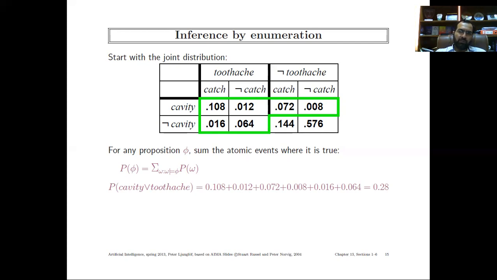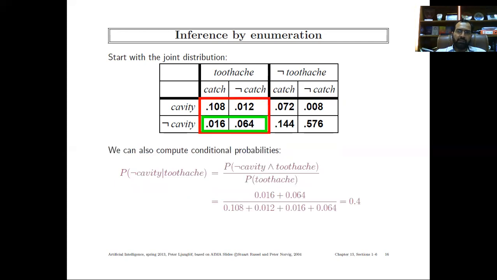So P of cavity or toothache, you can see you have to add 6 values. If you only want to calculate the probability of toothache, you can add these values together. That will give you 0.2. Probability of cavity or toothache, you can have these values. And let's suppose you want a conditional probability, that is the probability of no cavity given toothache, which is equal to probability of no cavity and toothache divided by probability of toothache. So the probability of no cavity and toothache here is 0.16 plus 0.064, divided by the probability of toothache, that gives you the value 0.4. So you have that value of probability of no cavity given the toothache.